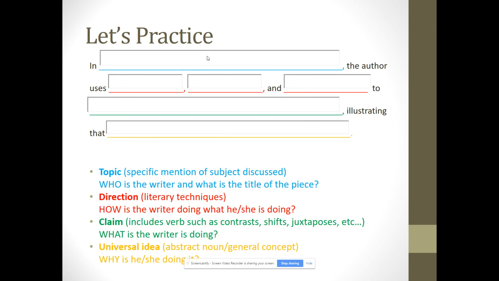Let's practice crafting a Holy Grail thesis for an essay about Birthday Party. The first blank is easy. We simply need to write the title and author. Birthday Party by Catherine Brush. In the red blanks, we will need to list which literary devices we will be discussing in our body paragraphs. Based on the discussion we just had, I think that we would want to discuss how the author uses diction, syntax, and point of view.